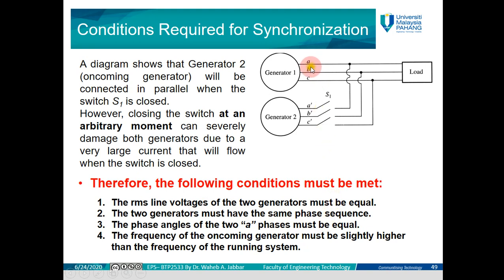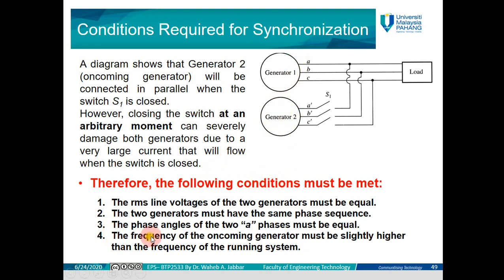Usually if we have three phases, there is a phase difference between each phase and the next, which equals 120 degrees, since the total cycle is 360 degrees and we have three phases. So if the angle of phase A is 0, the angle of phase A in the second generator also must be 0, it cannot be 120. B is 120 and B is 120, C is 240 and C is 240. So the phase angle of the two A phases must be equal.